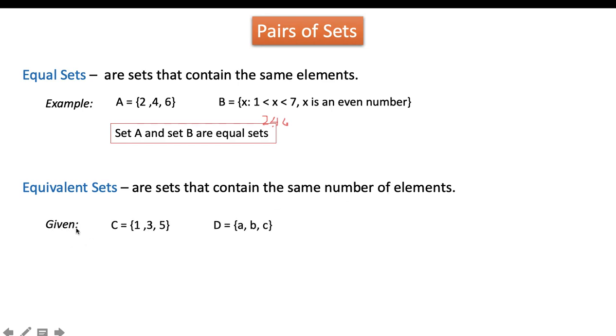Let's say we have a given set C, which contains 1, 3, 5, and set D contains the elements A, B, C. They don't have the same elements, but they have the same cardinality. The cardinality of set C is 3. The cardinality of set D is also 3. Therefore, these two sets are said to be equivalent sets.